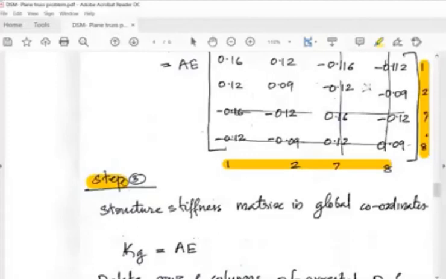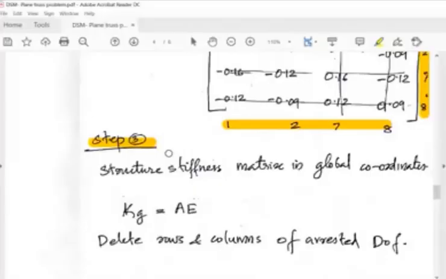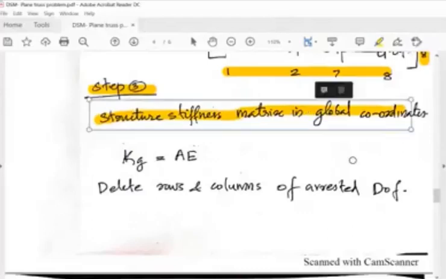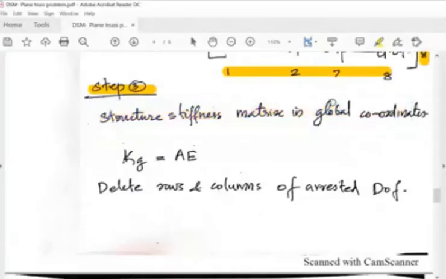Next step is, so now you have found KGAB, KGAC, and KGAD, the global stiffness matrices. So that means the member stiffness matrix of each element is found in global coordinates by using the expression derived in the previous lecture. Okay, I think this is clear for you. In the third step, we can find the structure stiffness matrix in the global coordinates. So that is very important.